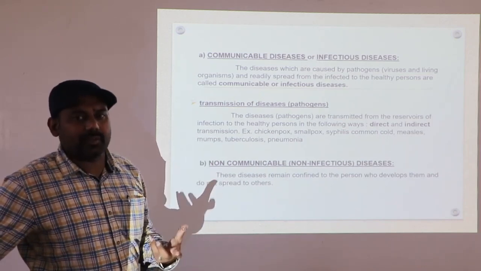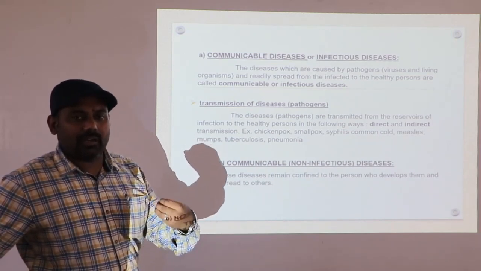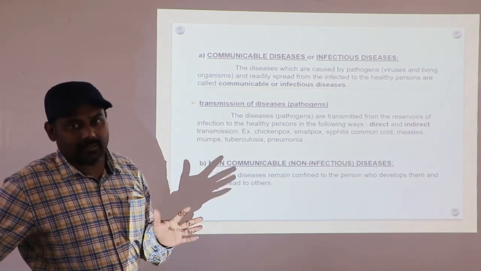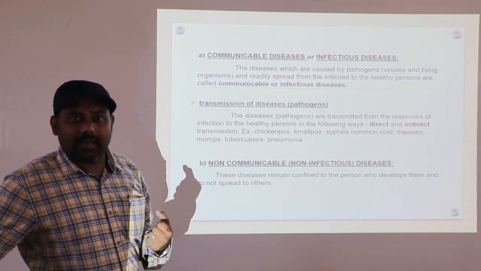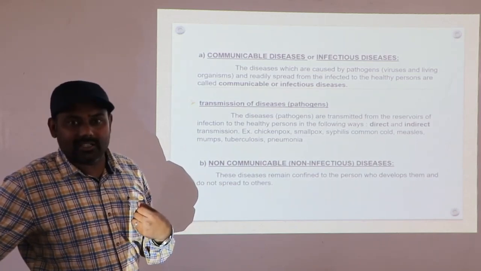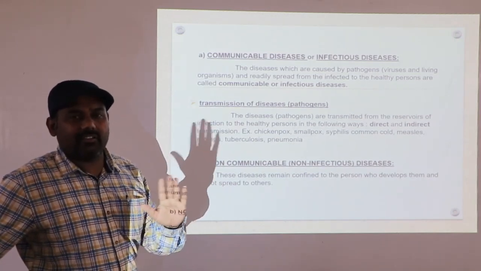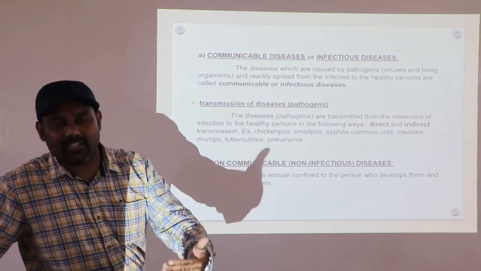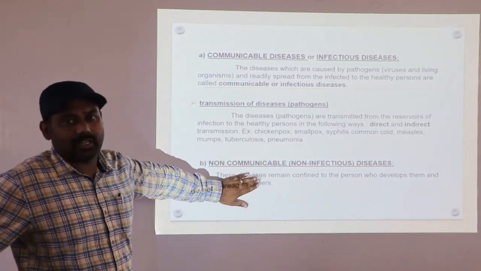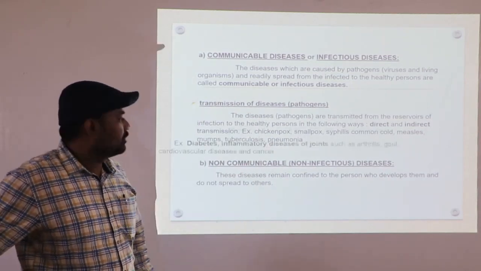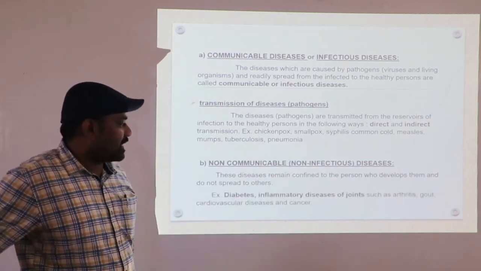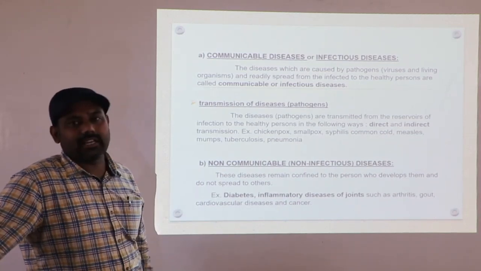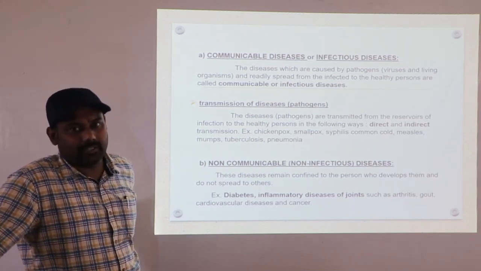The person who is suffering from cancer, even though you have direct contact with that cancer-infected person, you never ever get that cancer, isn't it? It may be cancer, it may be diabetes, it may be coronary artery disease, heart related diseases. They never transmit from one person to another. Hence they are called non-communicable diseases or non-infectious diseases. I hope you understand. Clear? Opposite to this one. Next. Examples: diabetes, inflammatory diseases of joints such as arthritis, gout, cardiovascular diseases and cancer, as we already learned in first year. Clear?